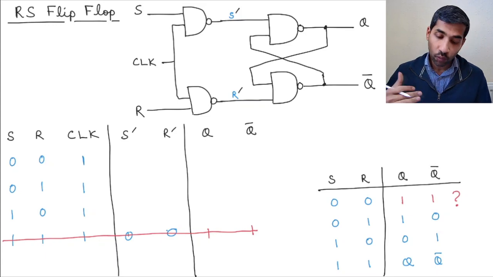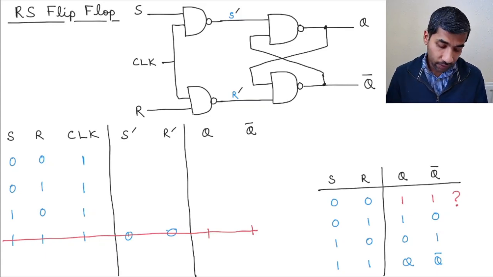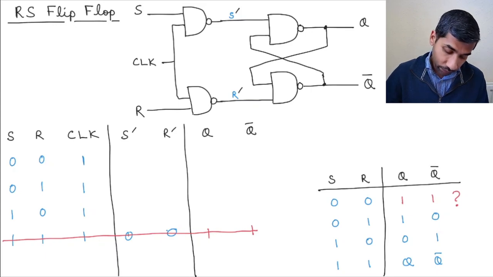Okay, now what happens at the other stages? So let's look at, for example, this condition. So S is 1, the clock is 1. So if S is 1 and the clock is 1, S bar becomes 0, right?